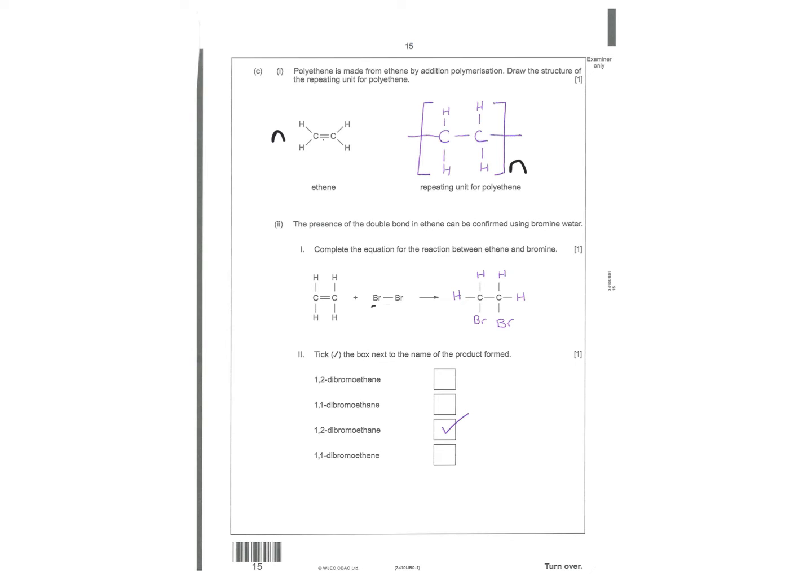Then it asks you to do what would happen if you added Br2 over the double bond. They kind of helped you out there by giving you a bit of a structure. And then you put 2 Brs there. And then put a tick next to the name of the product. So it's 1,2-dibromoethane. Because there's one on that carbon, one on that carbon.